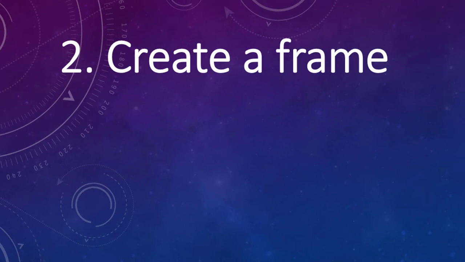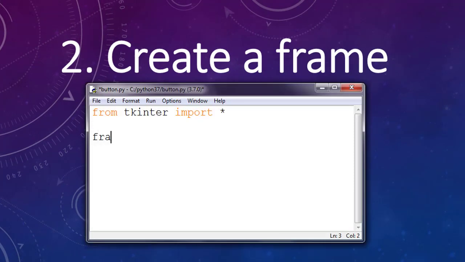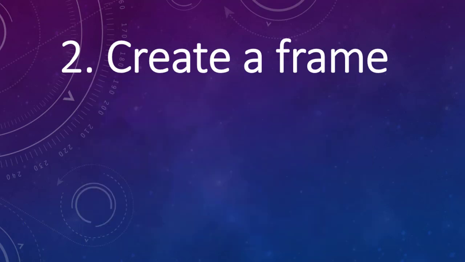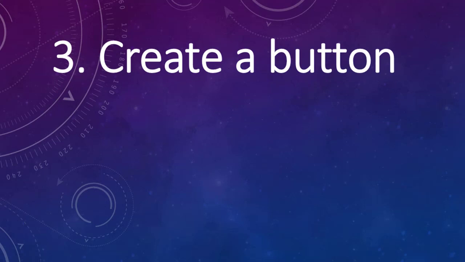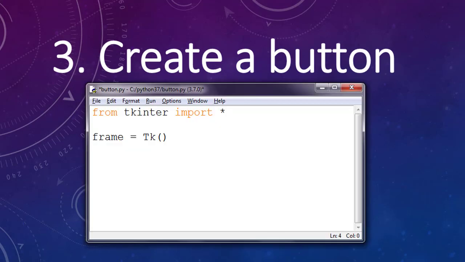Next thing is that we need to create a frame. I'm gonna type frame equal Tk and parentheses. Then we need to create a button. I'm gonna type myButton equals Button.